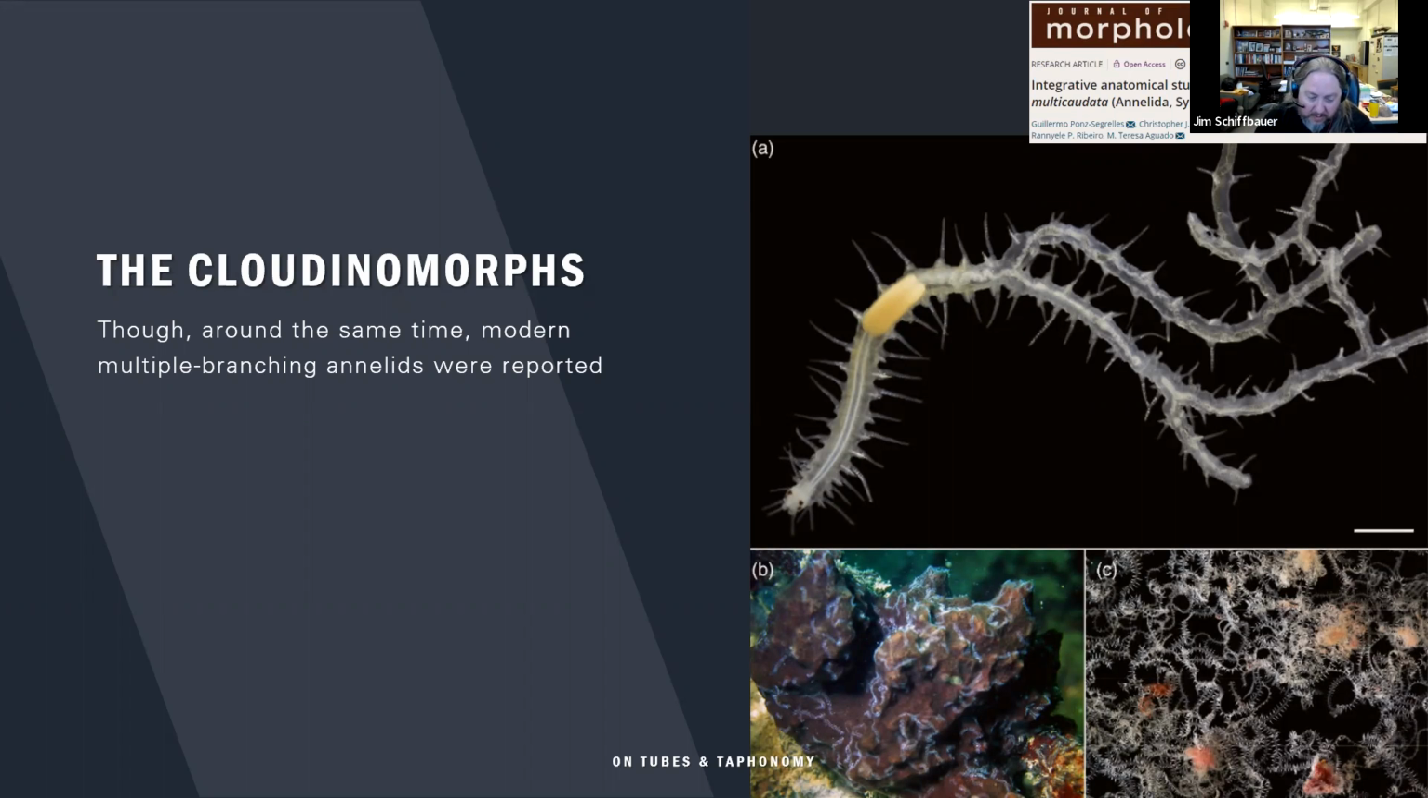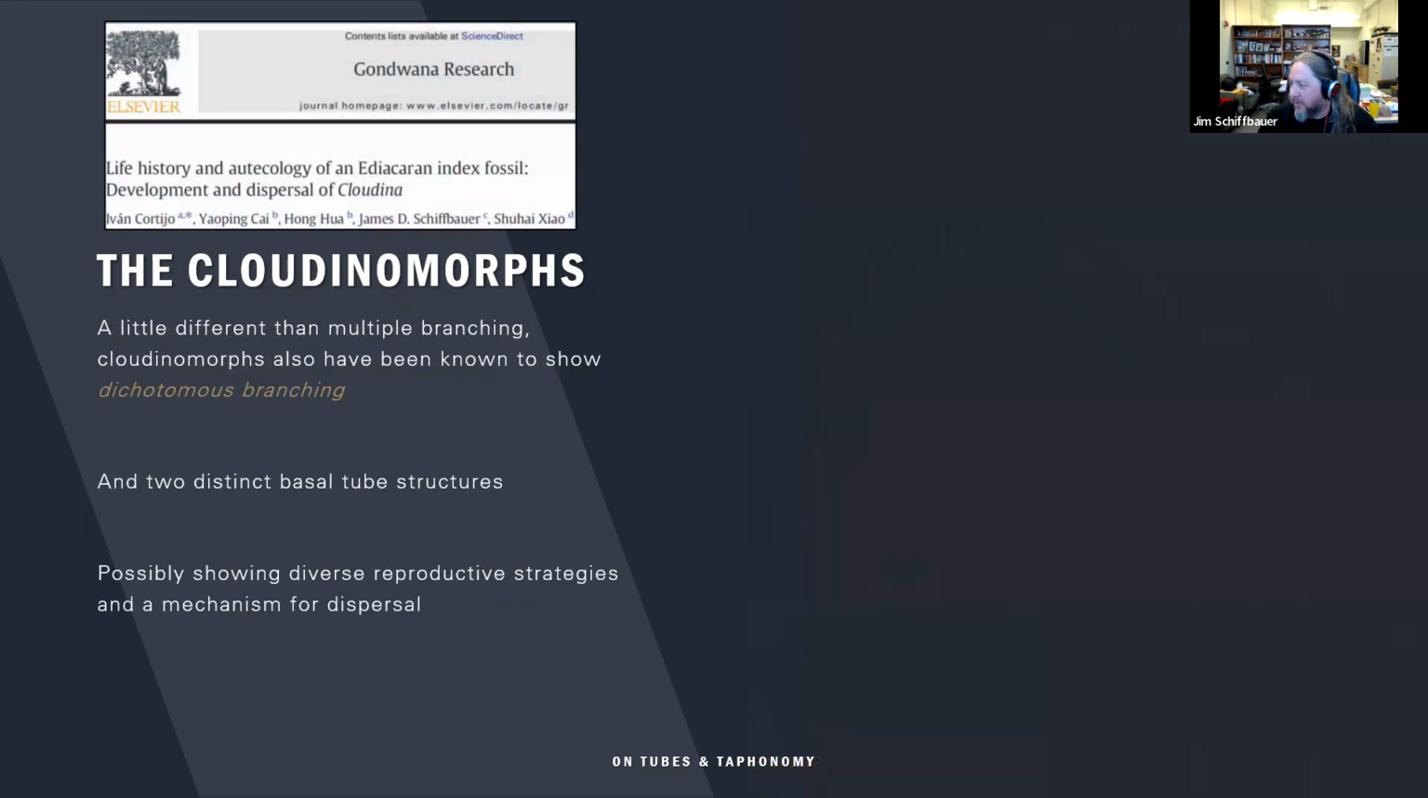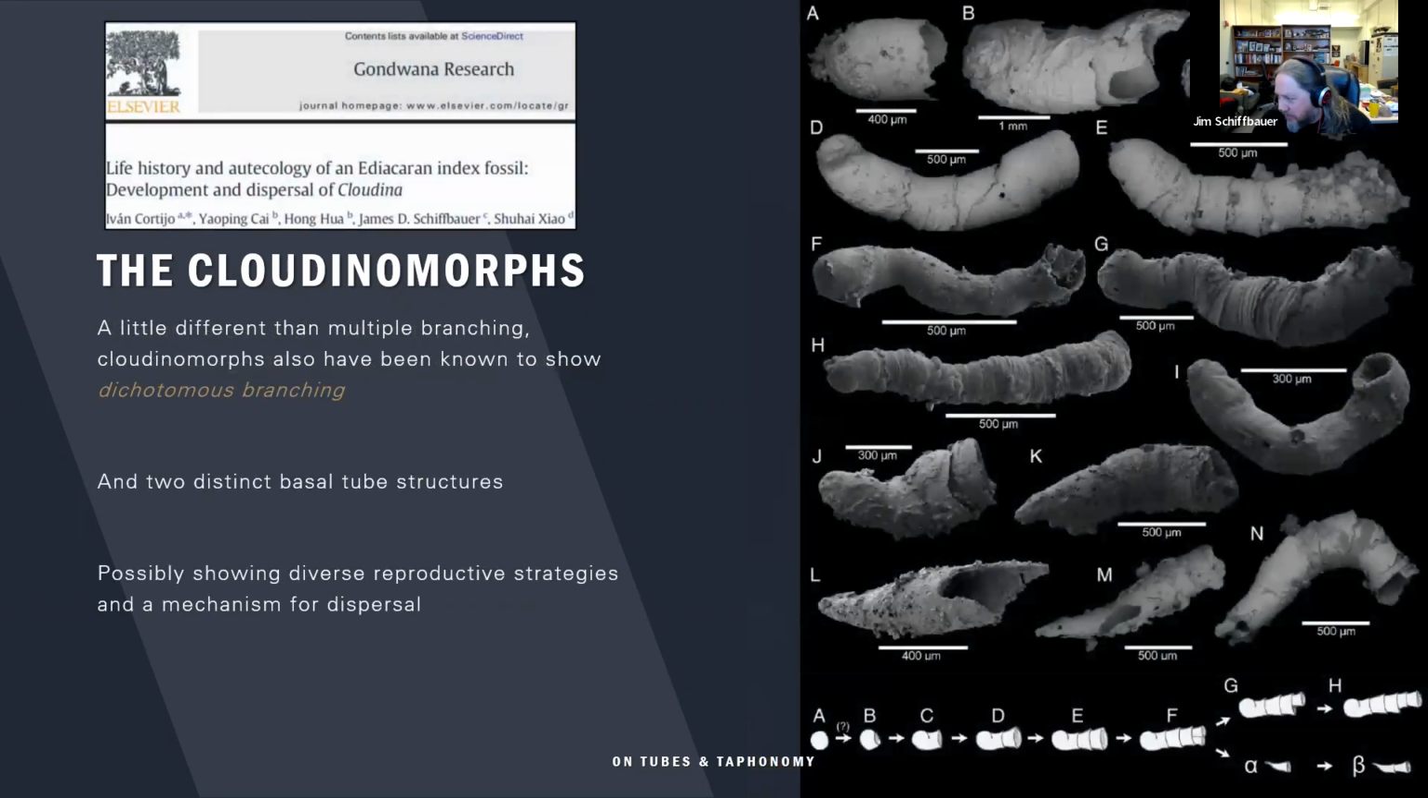Of course, this is the first reference of multiple branching in annelids. So the biological world tends to have answers for as many of the characters as we tend to throw at it, which is rather interesting. We've seen dichotomous branching. Like I said, this is something that we've known about for a long time.